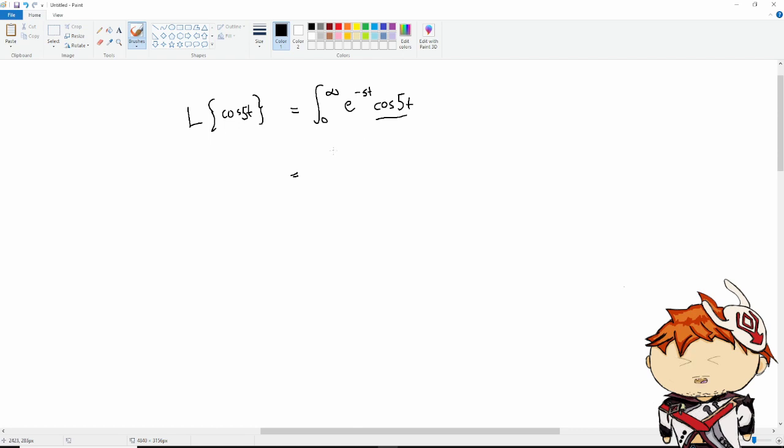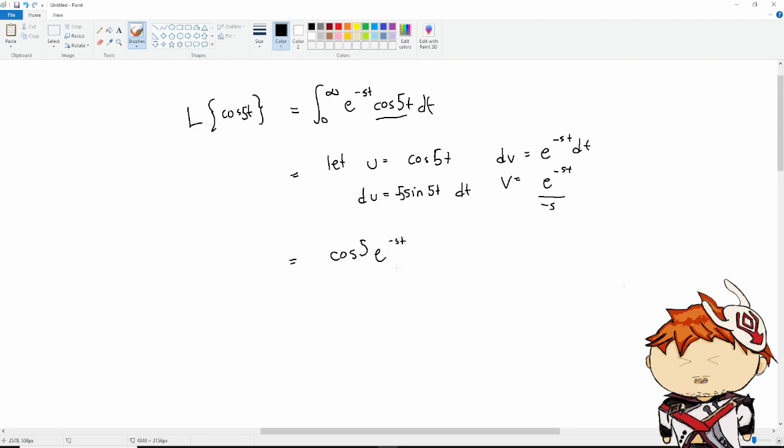Product rule. Let u is equal to cosine 5t, du is equal to negative 5 sine 5t dt. Then dv is equal to e to the negative st dt, v is equal to e to the negative st over negative s. So the integral of e to the negative st cosine 5t is going to be cosine 5t e to the negative st over negative s.